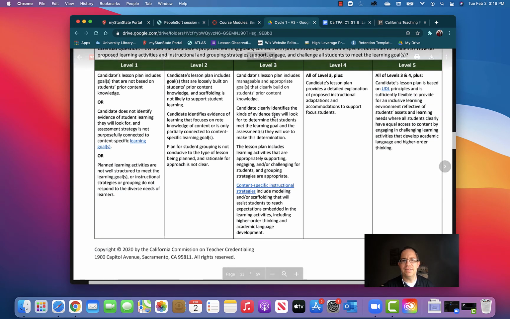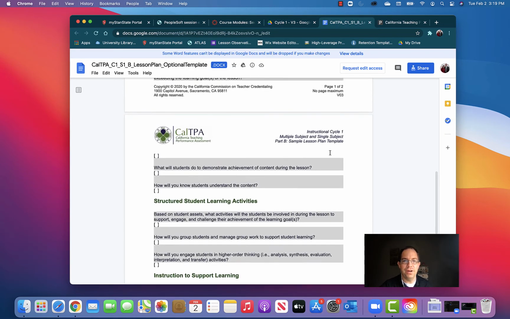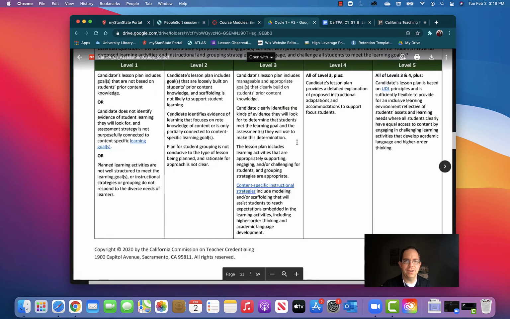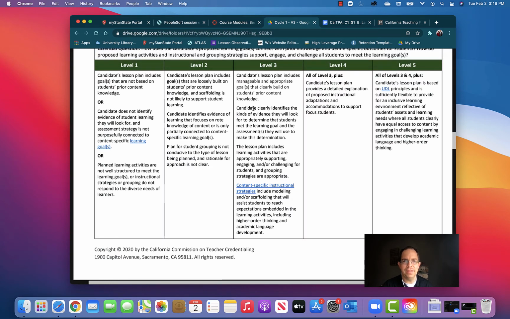Candidate clearly identifies the kind of evidence they will look for to determine that students meet the learning goals and the assessments they will use to make this determination. I bet I could just ask you the question right now, where would you find that in the lesson plan? So if you want to pause the video to self-assess yourself, do so. And then when you unpause and come back, I'm going to tell you, they're going to look for that right here, right? So in this section, if you're worried, I don't know if I'm being detailed enough, go back to here. In that section, did I identify the kinds of evidence that I will look for to determine that students are meeting the learning goals and the assessments I will use to make that determination?